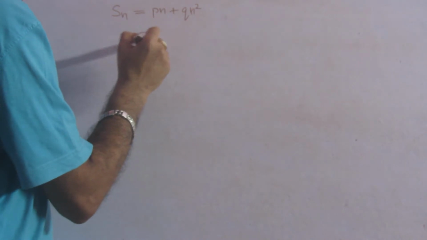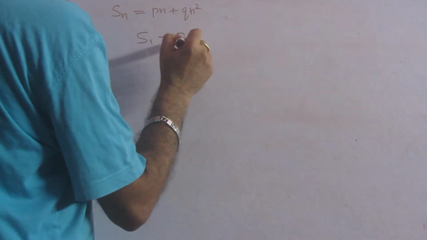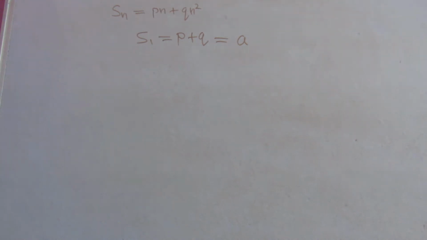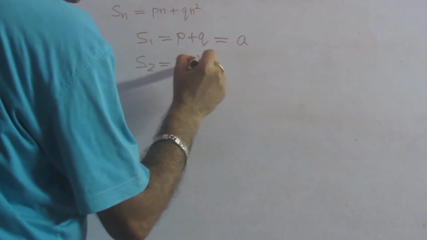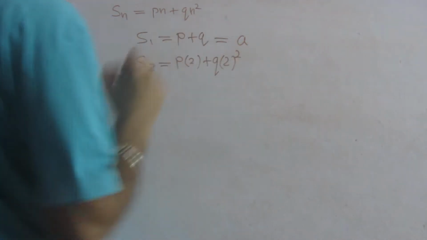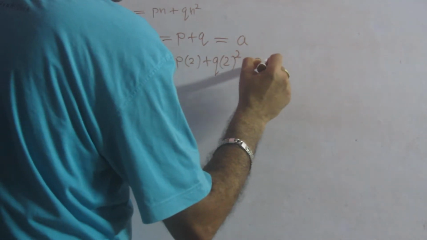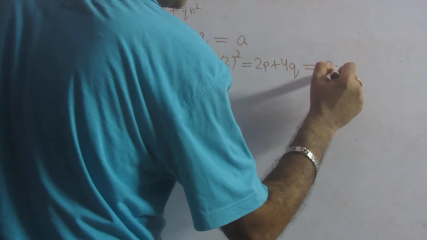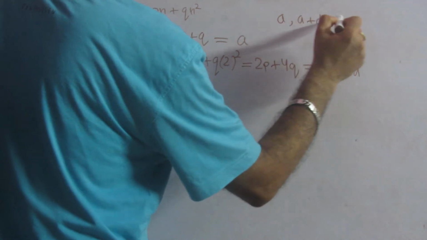We'll say, S1 equals, now instead of N I have 1, so it is just P plus Q. Now this should be equal to A, my first term. Now S2 would be P into 2 plus Q into 2 square. So this will give me 2P plus 4Q, which is equal to 2A plus D. Remember, my AP goes like this: A plus D, A plus 2D, like this it goes.